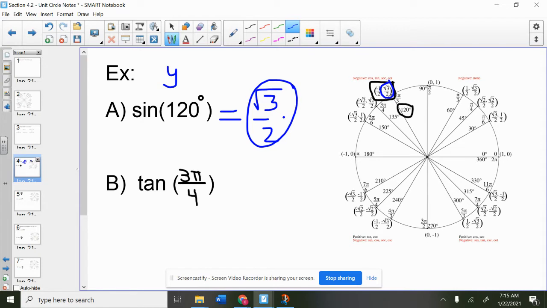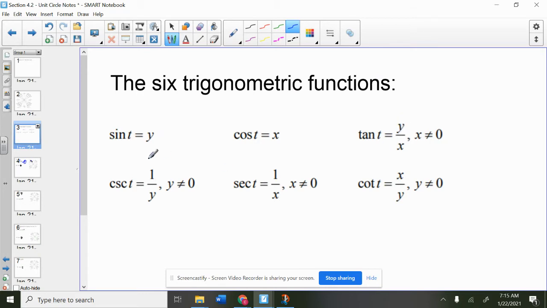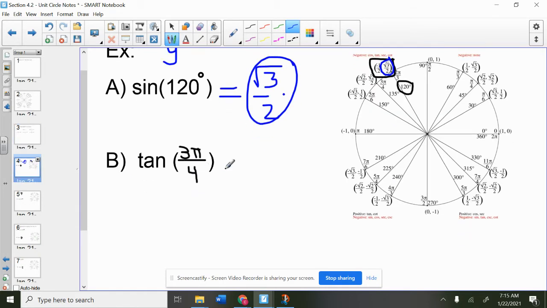So some of them can be very quick. Others are going to take a little bit more time. Just depends. Okay, tangent. We learned over here, tangent is y over x. So when I do this one, I know I'm going to take the y value over the x value. And anytime you're doing fractions, you've got a fraction here, you've got fractions over here, this is going to require a little bit of simplifying.